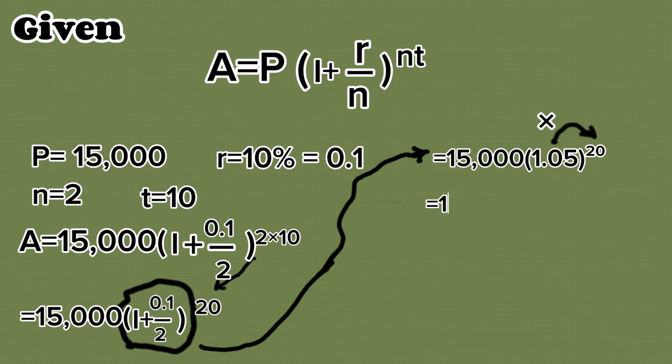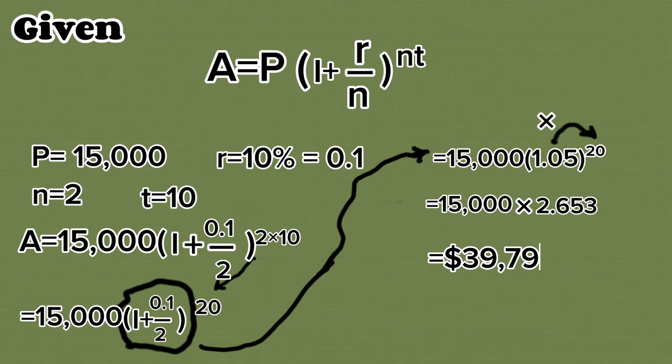Then we copy again the 15,000 here. And after that is ato na siyang i-multiply sa atong answer sa 1.05 raised to the power of 20. So equals 2.653. And after that, we finalize our answer. 15,000 multiplied by 2.653. So our answer is $39,795. So that is our example of compound interest.